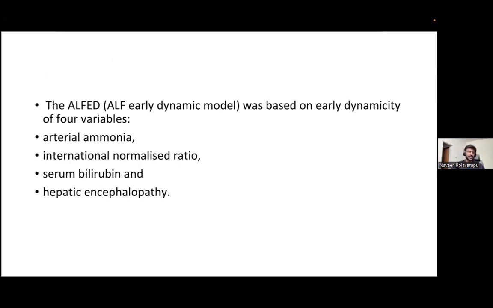The ALFED is a criteria which we also use. It is a dynamic model which has different variables: the INR, the albumin, the encephalopathy, and the arterial ammonia. And although there is a lot of controversy about using arterial ammonia and how it is calculated, and there are a lot of lab variations, if I had to use ammonia in any particular setting in liver failure patients, it is definitely in acute liver failure patients, where arterial ammonia does have a significant positive predictive value, particularly if the levels are above 180 nanograms per ml.